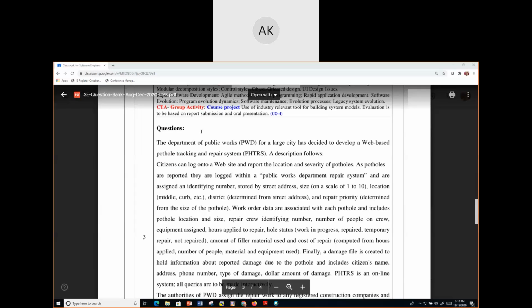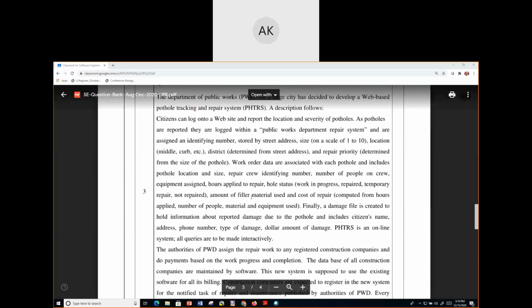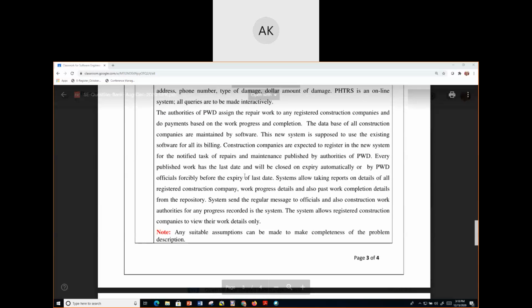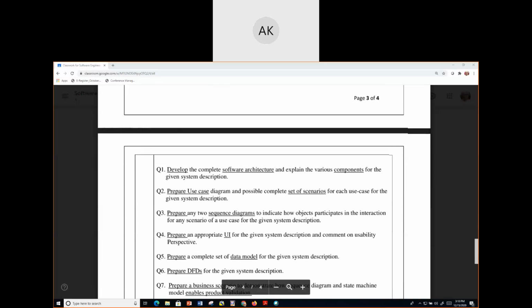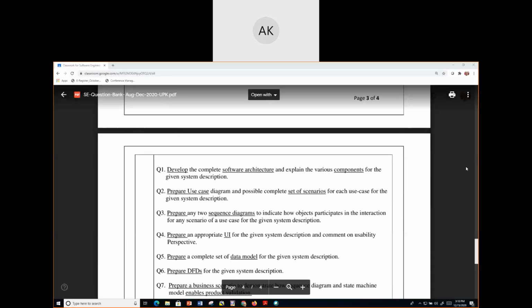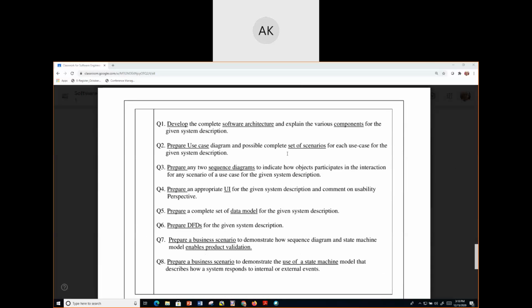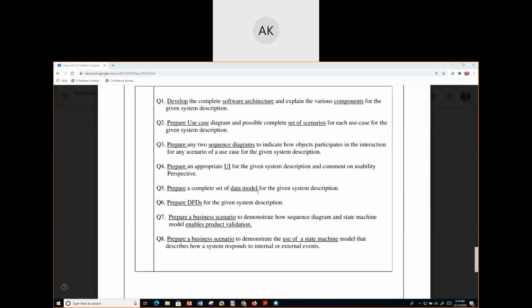Now look at unit number 3. Some big description is given. Do it. Develop the complete software architecture. Prepare a use case diagram and possible scenarios. Prepare any 2 sequence diagrams. Prepare an appropriate UI. Prepare a complete data model.